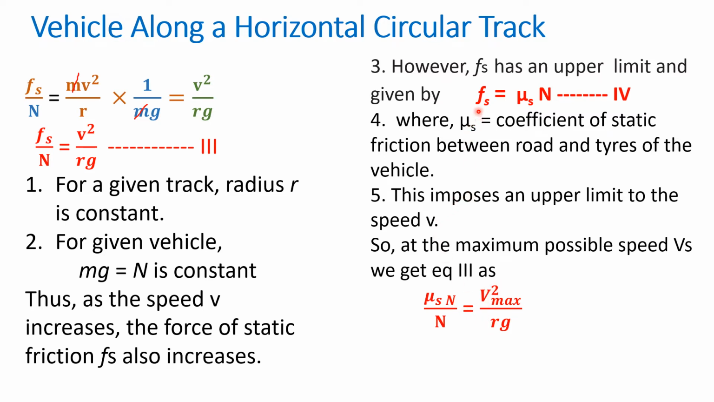As the friction has an upper limit, this imposes an upper limit on the velocity as well, and therefore we have written V maximum square. Here also N gets cancelled out and we get mu s is equal to V maximum square upon rg, and ultimately we get the V maximum value is equal to the square root of mu s rg. This is the maximum velocity for a vehicle moving along a horizontal track.